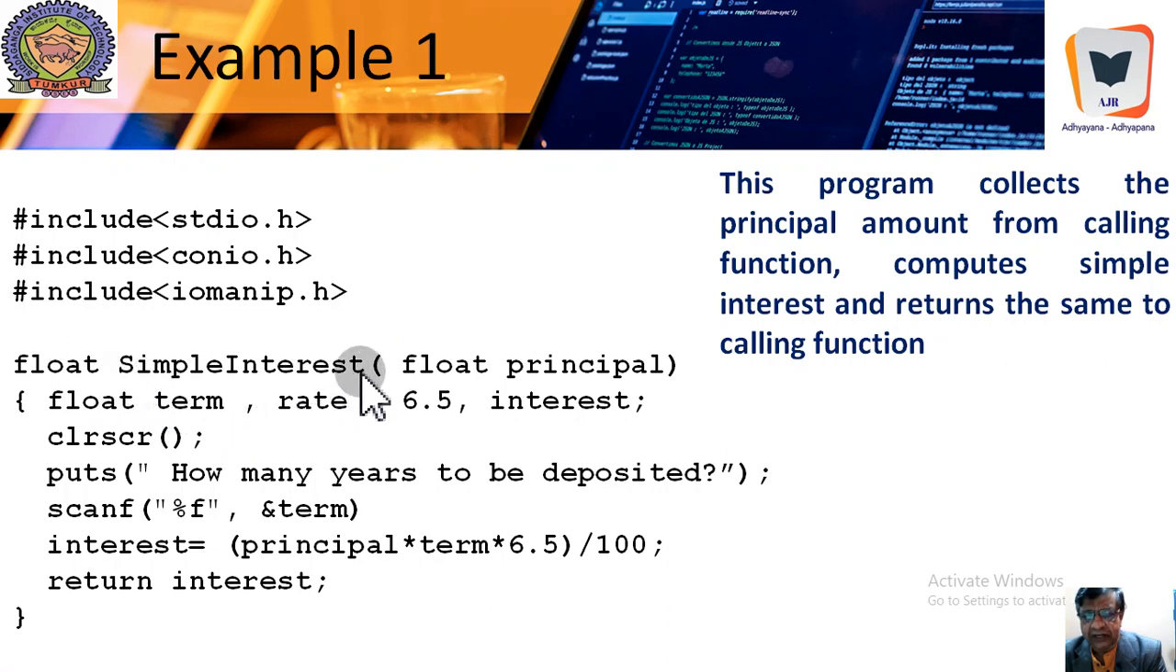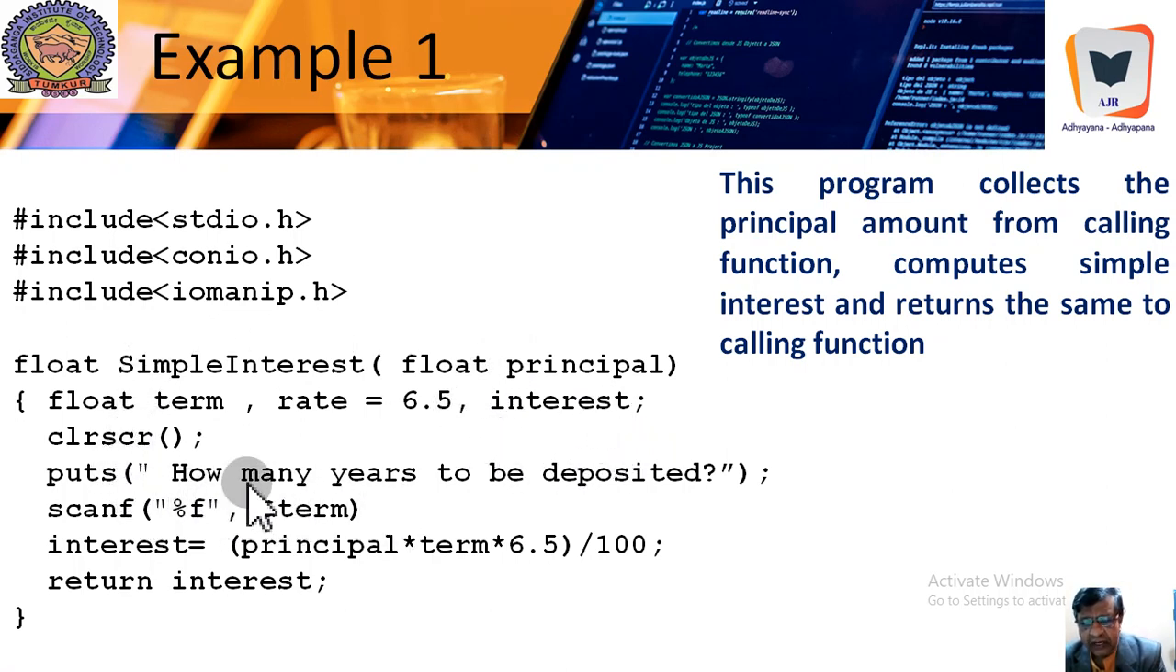So float simple interest, the name itself is given in such a way that it gives a notion of what exactly it does. Float principal is the parameter that has been received, and this particular function is defined as a global function. Therefore the main function need not contain any prototype, as was said earlier also. So float term, that is the number of years the principal amount is kept. The rate of interest is assumed to be 6.5, that is 6.5%. In fact, it is interest. This is the value that is to be returned by this particular function.